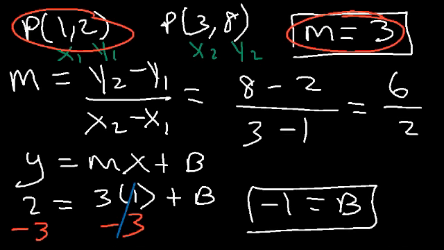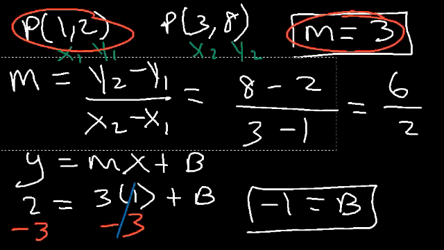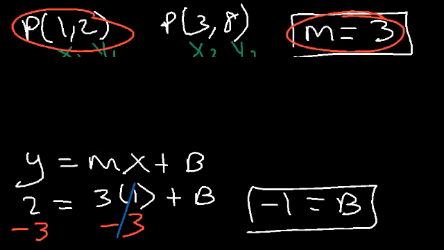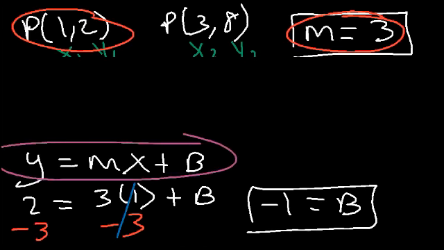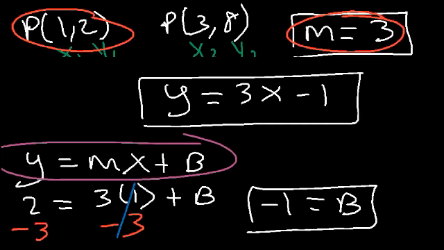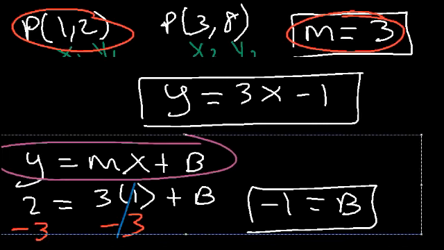Now that we have the value of b, we can write the equation in slope-intercept form. So all we need to do is plug in m and b into the equation. So y equals m, or 3x, plus b, or plus negative 1. So the equation is y equals 3x minus 1. And we can check to see if it works.